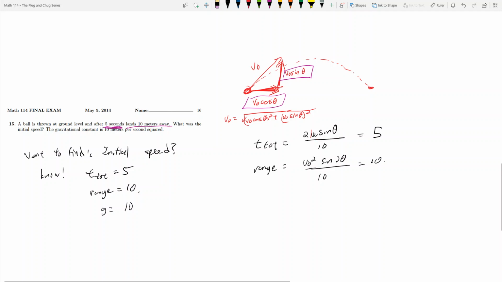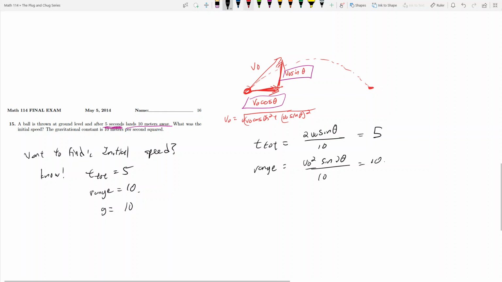So I encourage you guys to pause this video, and from these two equations, try to figure out where in the world I can get a v naught cosine theta, because I have a v naught sine theta, and I need a v naught cosine theta. So pause the video, think about it for a second. All right, if you thought about it or if you gave up, it's perfectly fine.